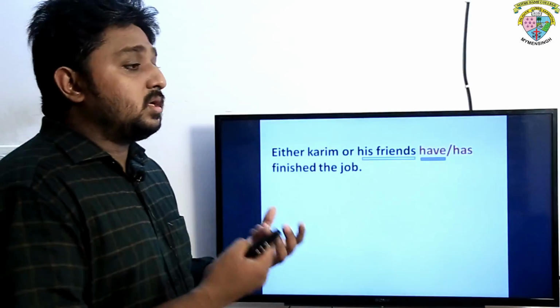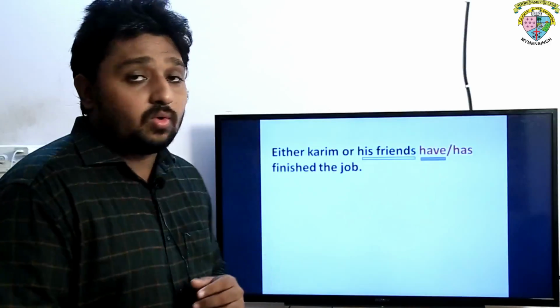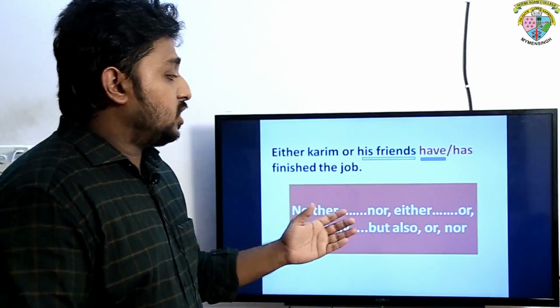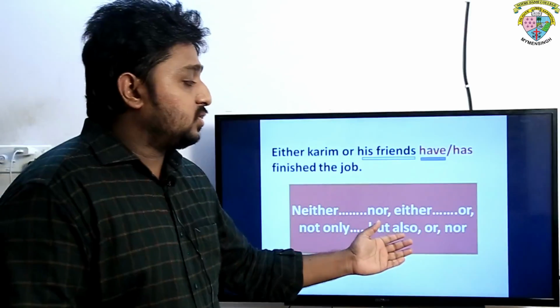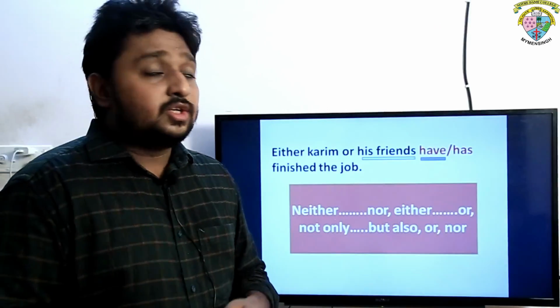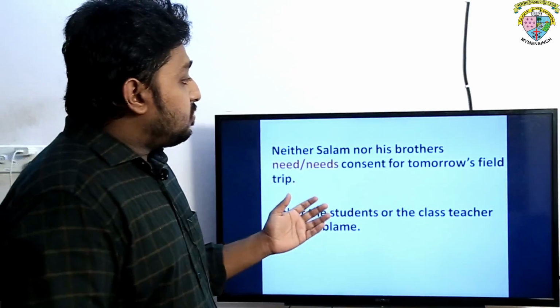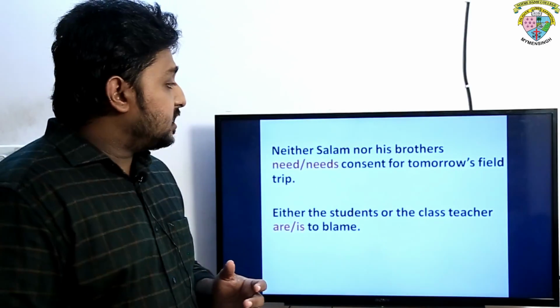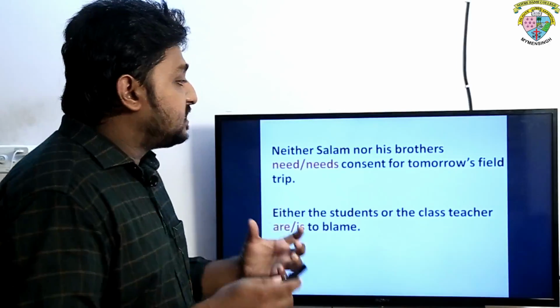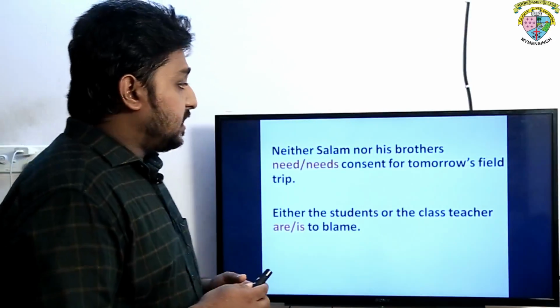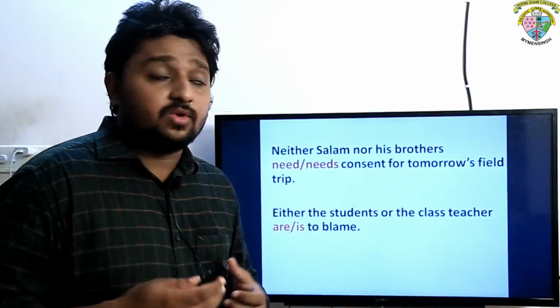So there are more conjunctions like either...or. Let's find them out: neither...nor, not only...but also, or, nor. Let's see some more examples. Neither Salam nor his brothers need or needs consent for tomorrow's field trip. Consent means permission. So what will be the answer, guys? Try to find out quickly.